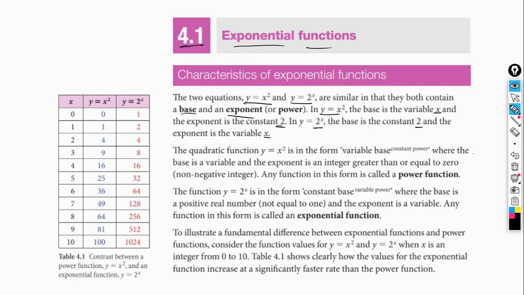The main thing here, the fundamental difference between exponential functions and power functions is the fact that if you consider values for x for both of these equations, as you can see here in table 4.1, you can see that the exponential function grows at a much faster rate. For instance, if you take 10 to the power of 2, that's going to be 100, whereas 2 to the power of 10 is 1024.